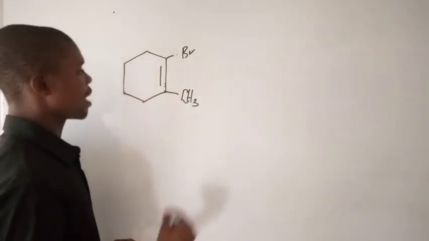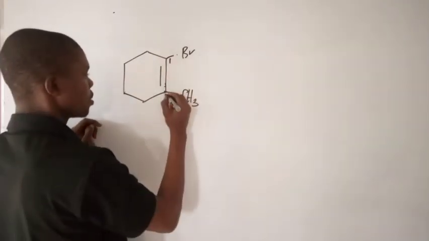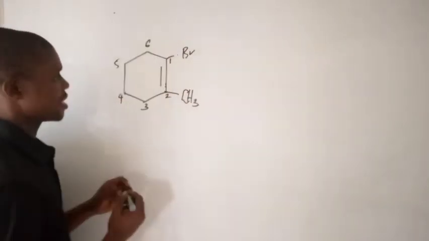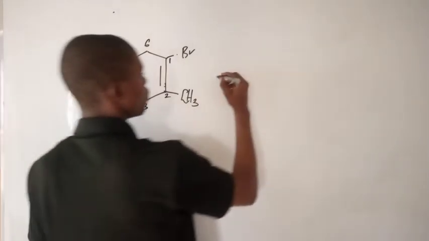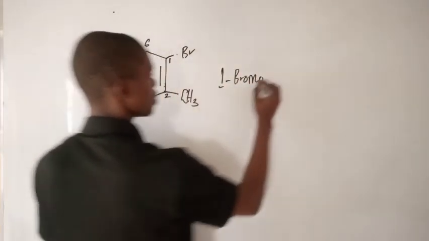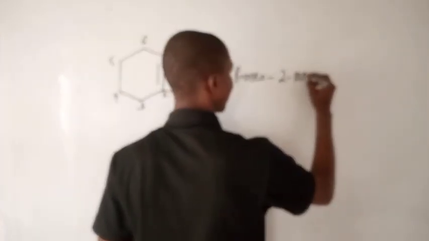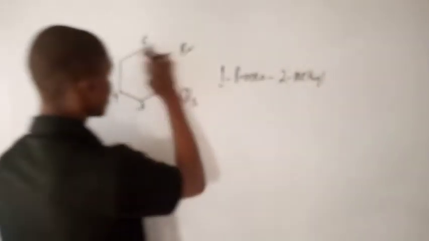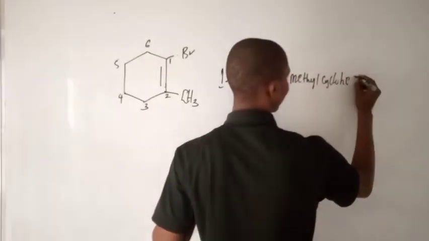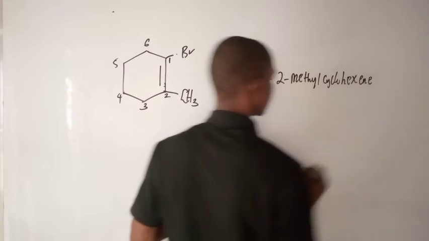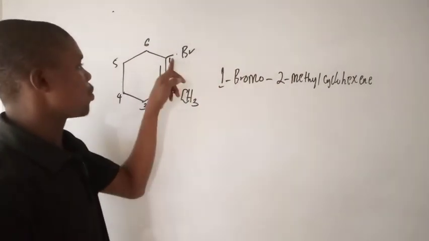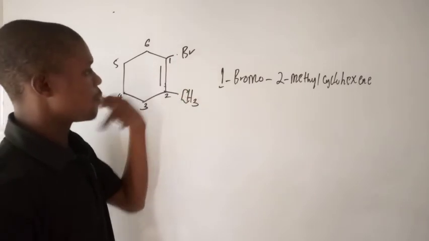When it comes to alphabetical order, you number 1, 2, 3, 4, 5, 6. Now it's going to be 1-bromo, 2-methyl, cyclohexene. The main reason it's carbon 1 is that it comes first in alphabetical order.